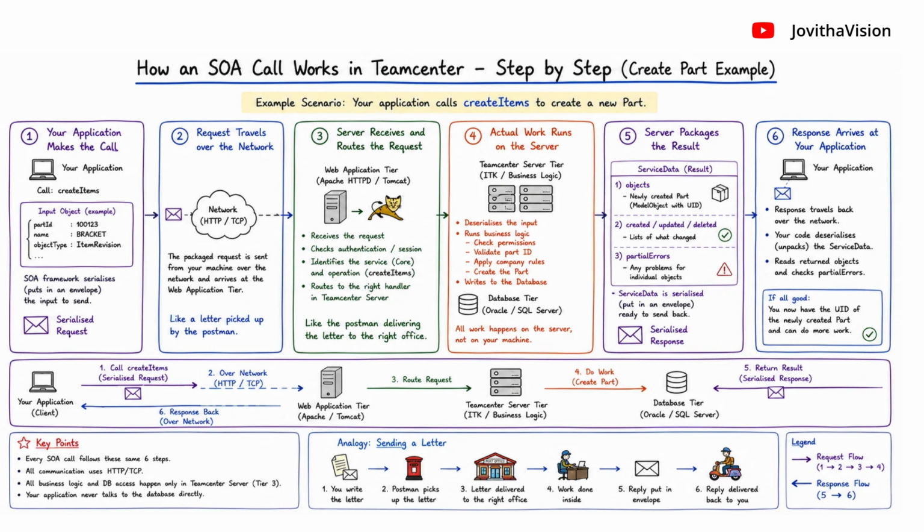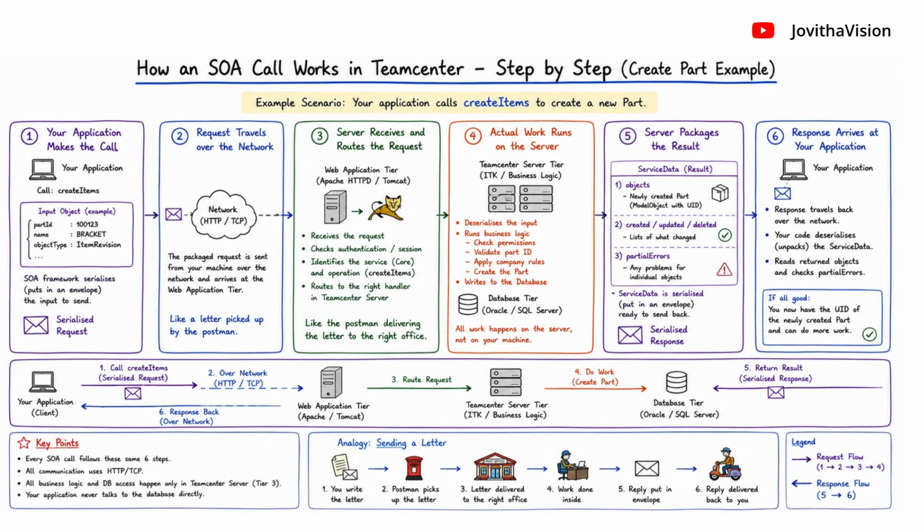The SOA framework takes your input object and converts it into a format suitable for sending over the network. This conversion is called serialization. It's like putting your letter into an envelope. Step 2. The request travels over the network. The packaged request is sent from your machine over the network using HTTP or TCP and arrives at the web application tier. Think of this as your letter being picked up by the postman.